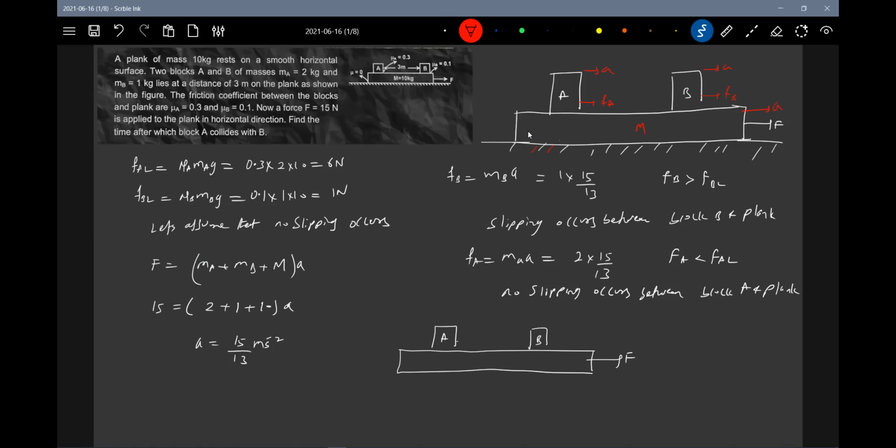Now we change the problem. Some other force, call it F, is on the plank. I forgot to show F_A, so this will be F_A, the friction force acting on the plank. Here there'll be relative slipping, F_BL. They will have accelerations. The plank will have acceleration a_0, whereas this will be a_B.